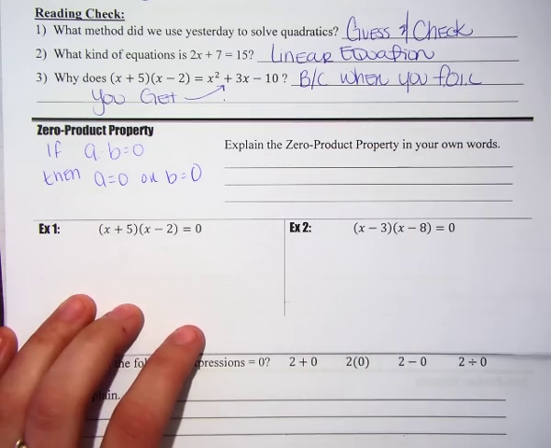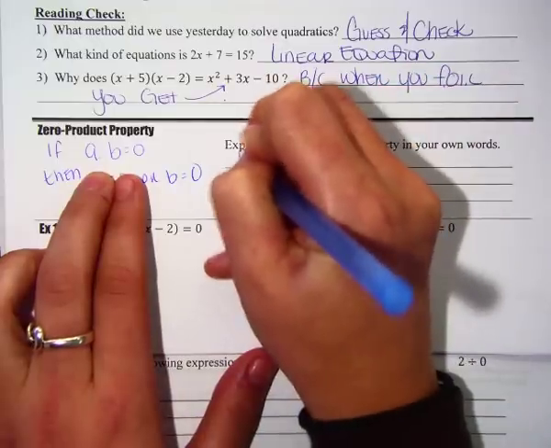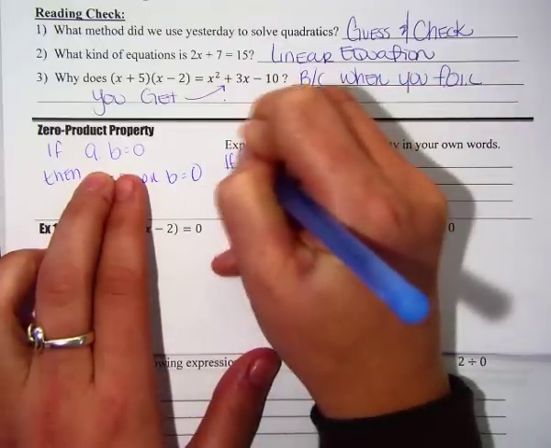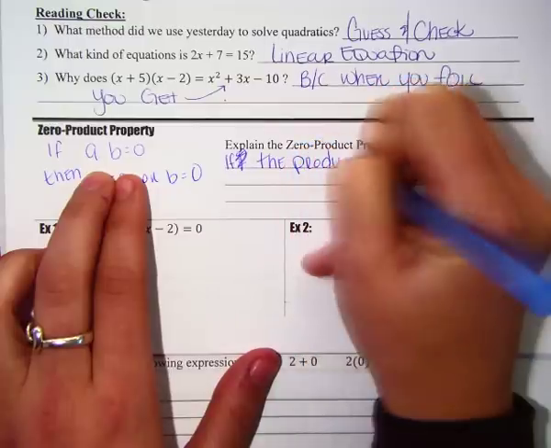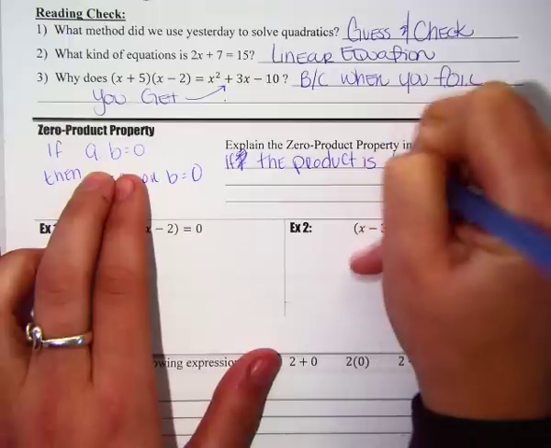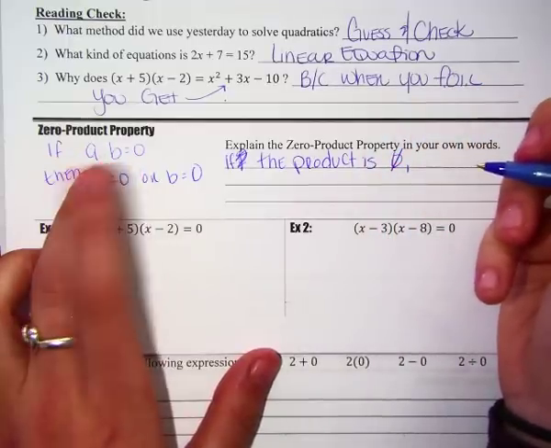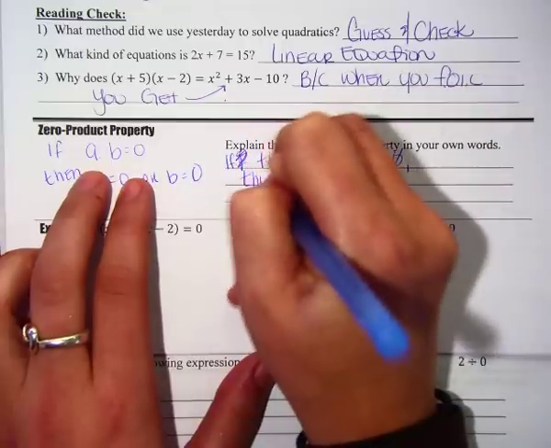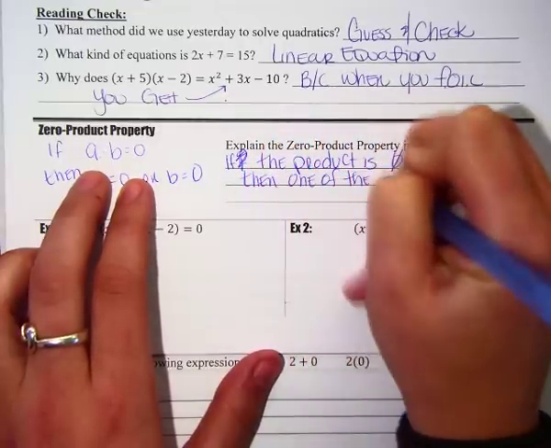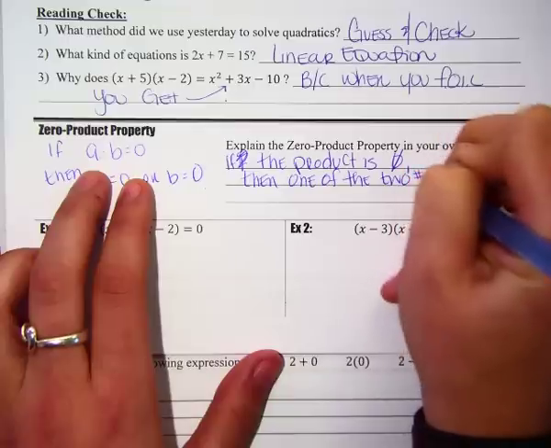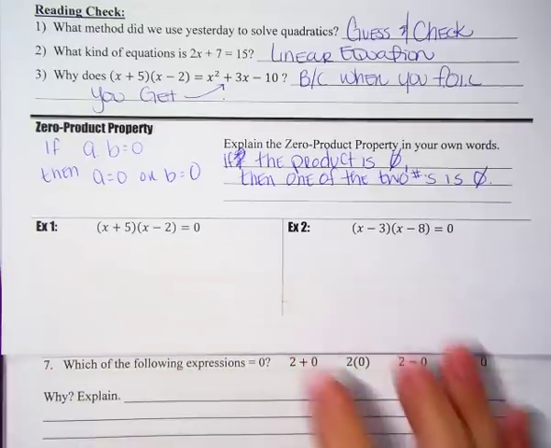So if I were to put this in my own words, if the product of two numbers is 0, then one of the two numbers has to be 0. So how do we use that?